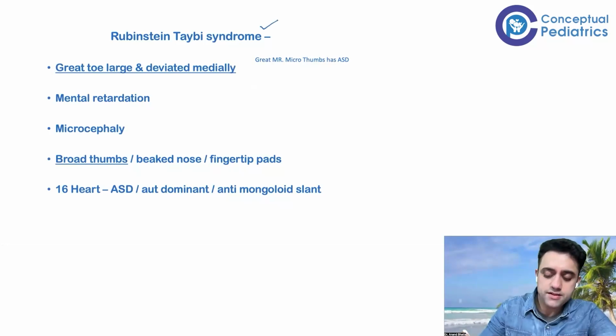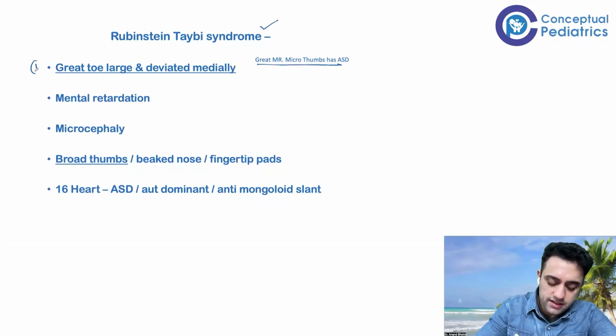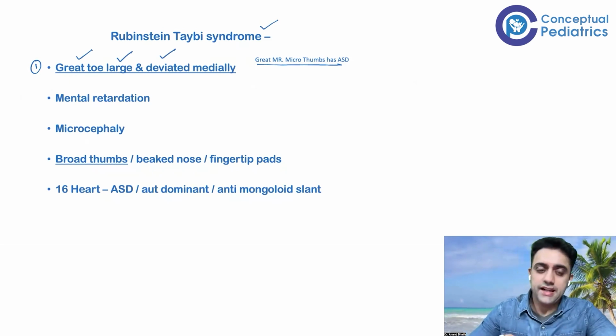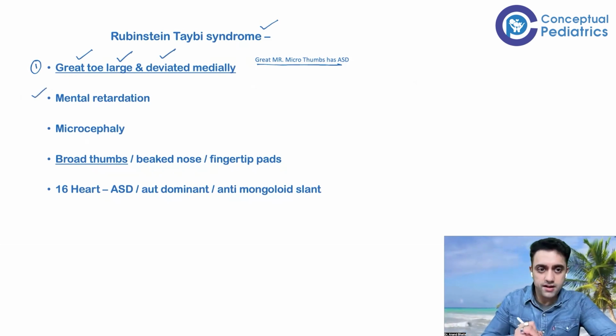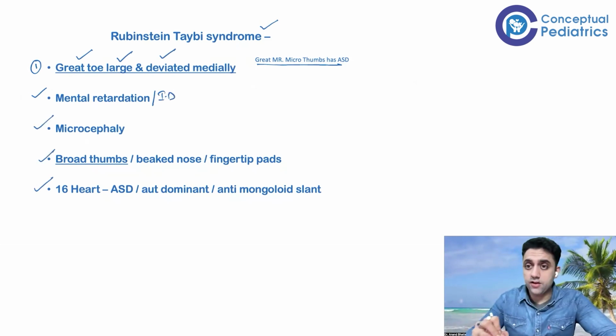So in Rubinstein Taybi syndrome, "Great Mr. Micro Thumbs has ASD." Number one, Great: grade 2 toe is deviated and even large also. Mr. for mental retardation, which is now known as intellectual disability. Micro for microcephaly, thumbs for broad thumbs.